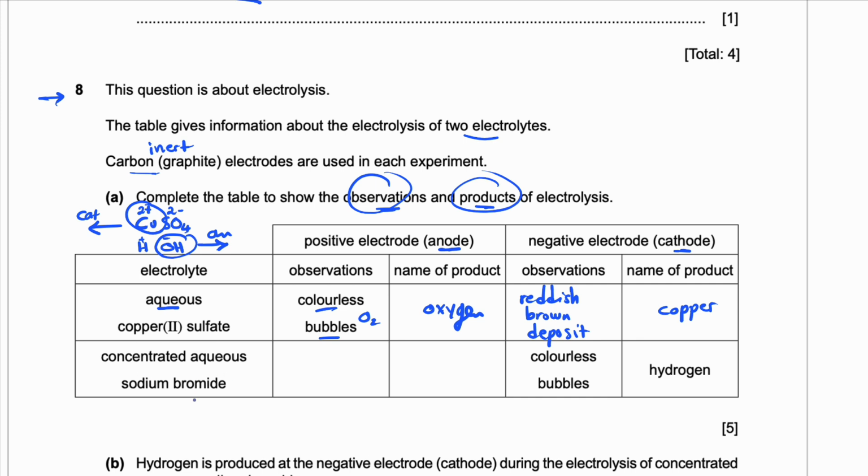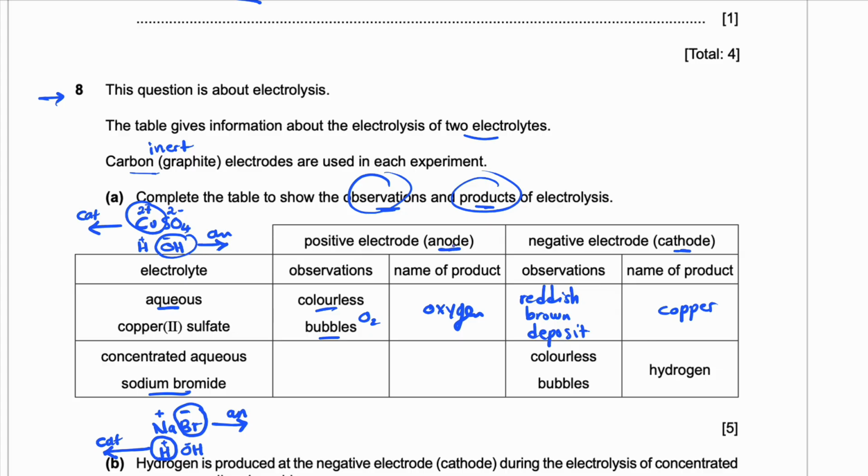Now, if we have concentrated sodium bromide, NaBr, Na is positive, Br is negative. Once again, it's aqueous, which means we have hydrogen and hydroxide. Now, in case we have a concentrated solution, the halide ion is going to discharge because it's concentrated, and that's going to get discharged at the anode because it's an anion. While at the cathode, of course, hydrogen is going to get discharged because any reactive metal is not going to get discharged in aqueous solutions.